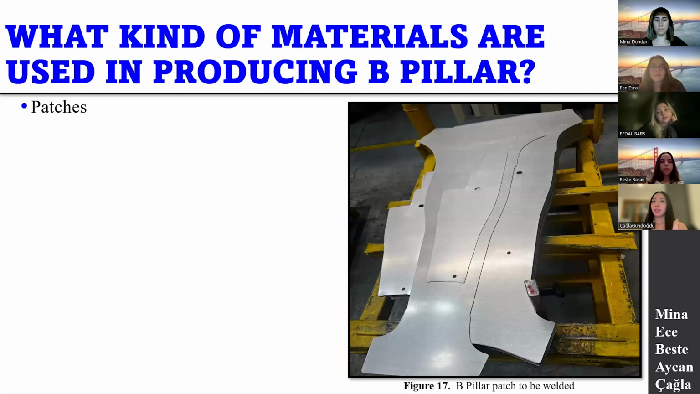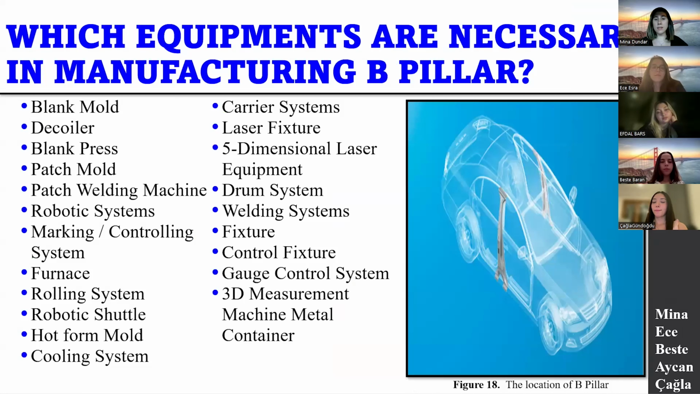Patches are sheet metals cut from usable or ductile material, used to strengthen the B-pillar, especially to enhance its strength during an accident. In this slide, you can see the list of the most basic equipments to be used in B-pillar production.